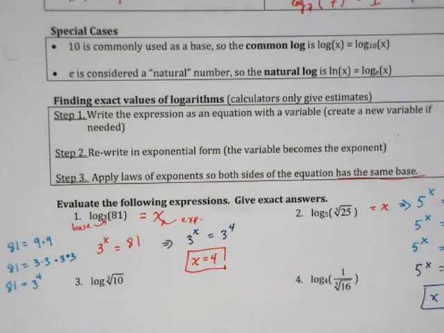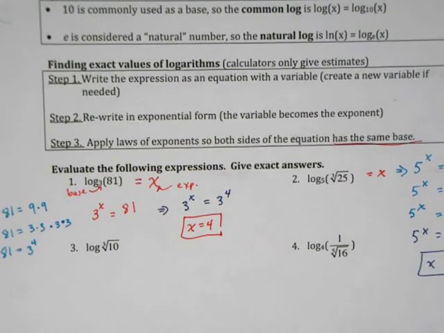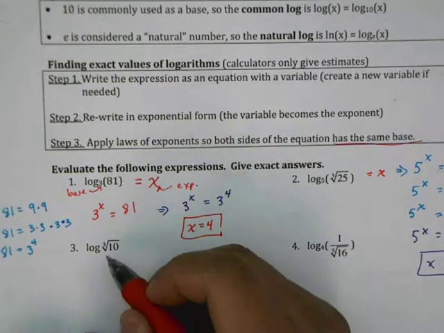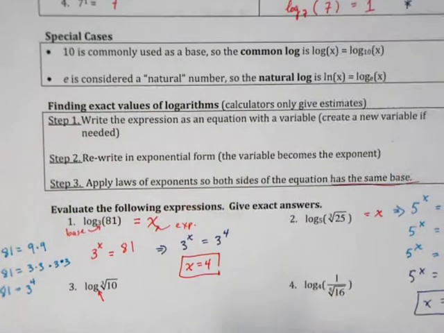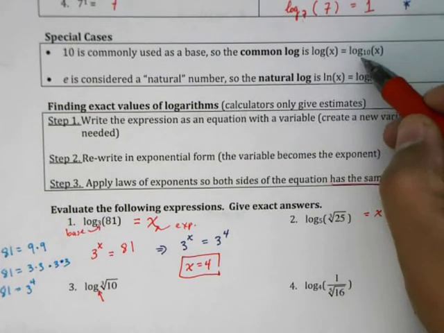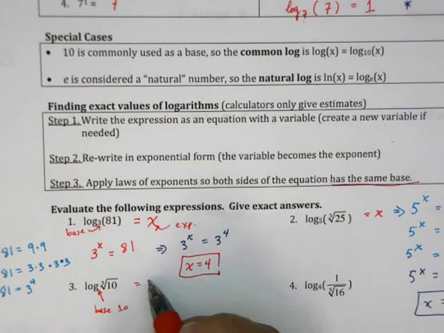We'll do one more example like this. We'll do number 3 here, and then I'm going to leave number 4 for you to try on your own. One thing I want to make a note of is that in this case there is no base. But remember that when you just write log without a base, it means log base 10. This is common log. So we'll set this equal to x.